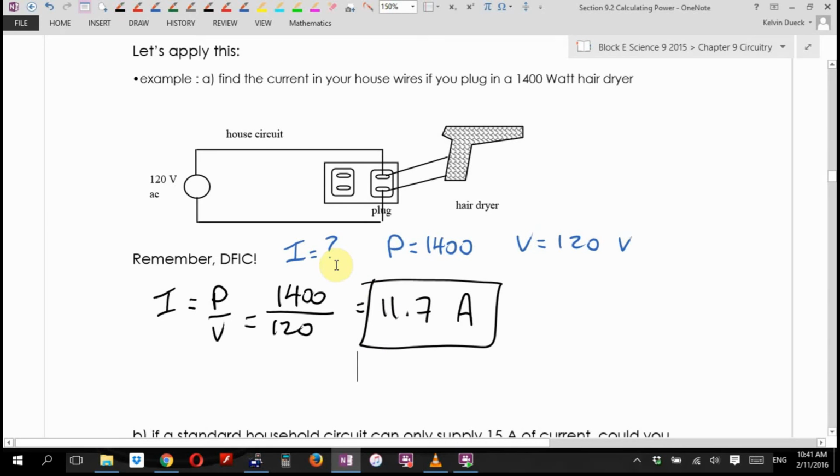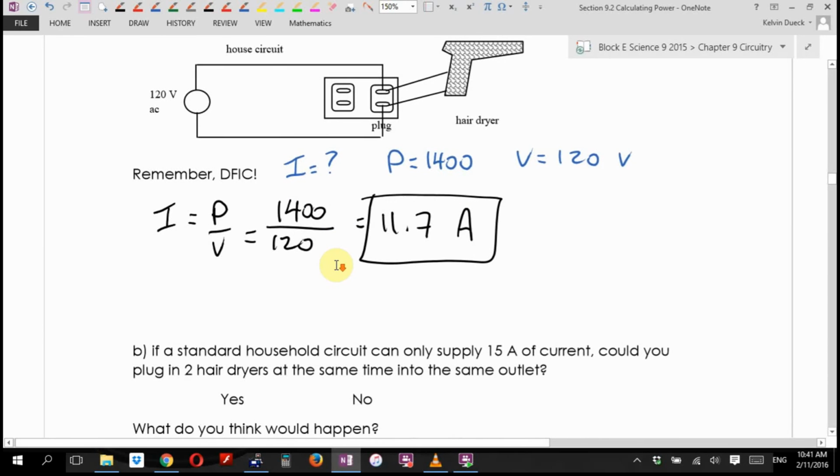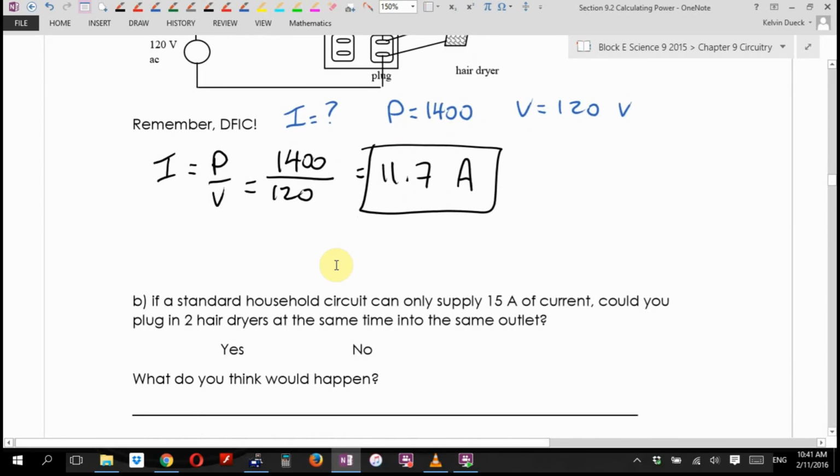So here's your first question. Nick, my friend, if a standard household circuit can only apply 15 amps of current, could I plug 2 blow dryers into that outlet? No. What do you think would happen?